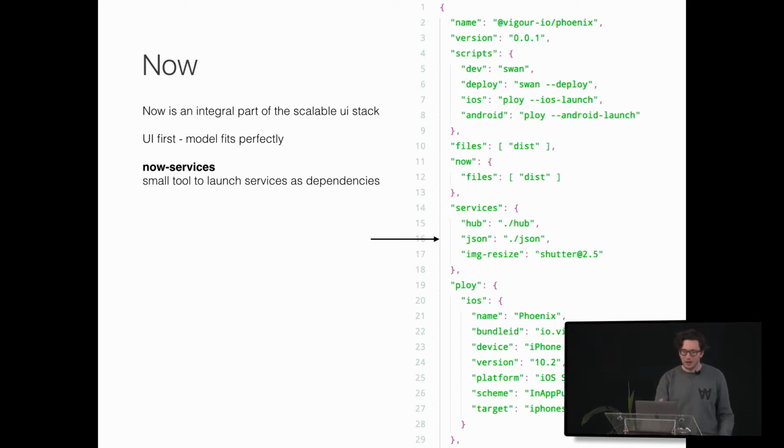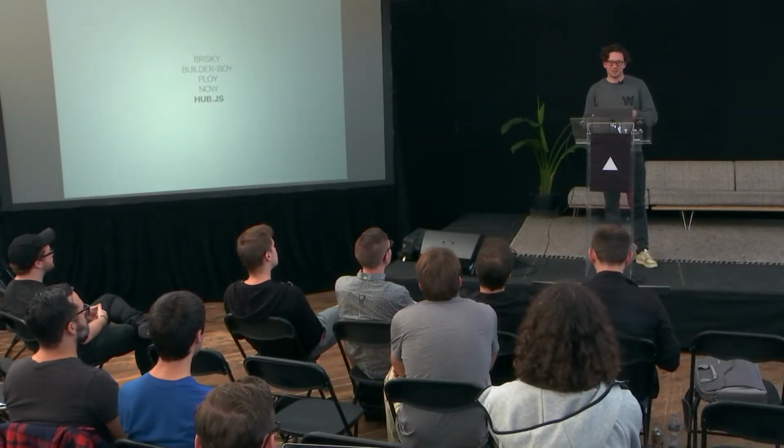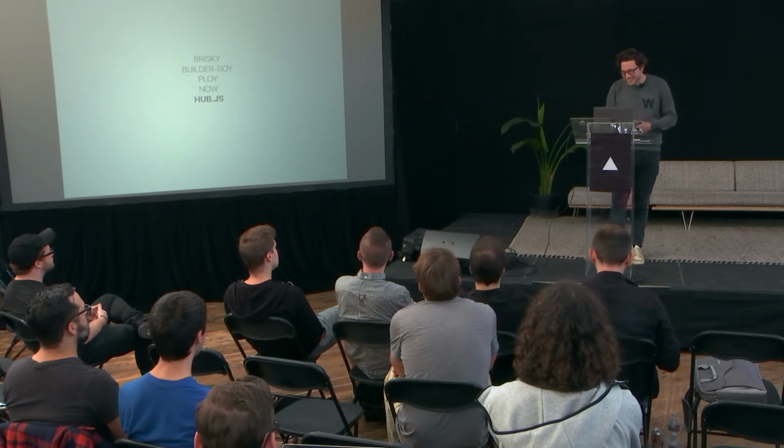I have a hub, and this is something I will talk about a lot today. I have a JSON server, and I have an image resize server, which points to an NPM module. Each of these services can have other services again as dependencies. So this is a little thing that we added, but in general, we follow the Now model pretty strictly. All right, Hub.js, this is actually what I'm going to talk about today. The rest was just to give you an idea where this fits.